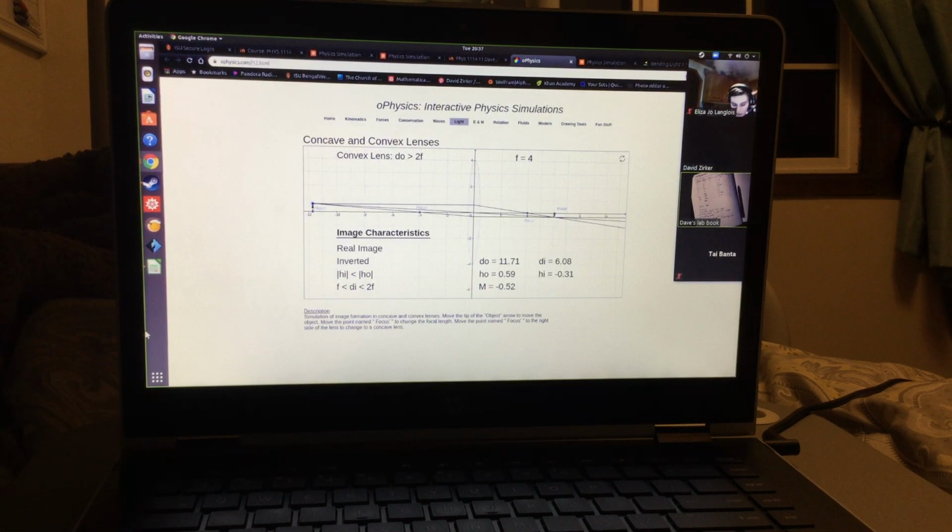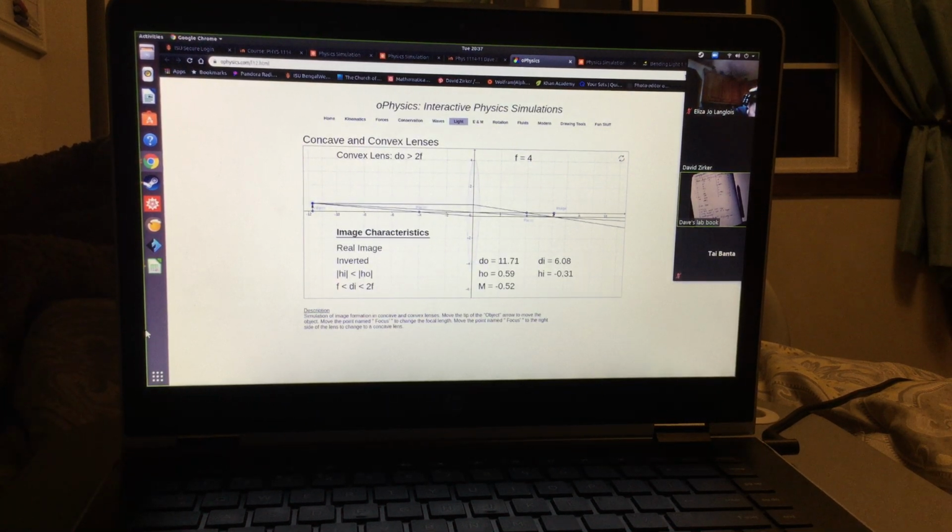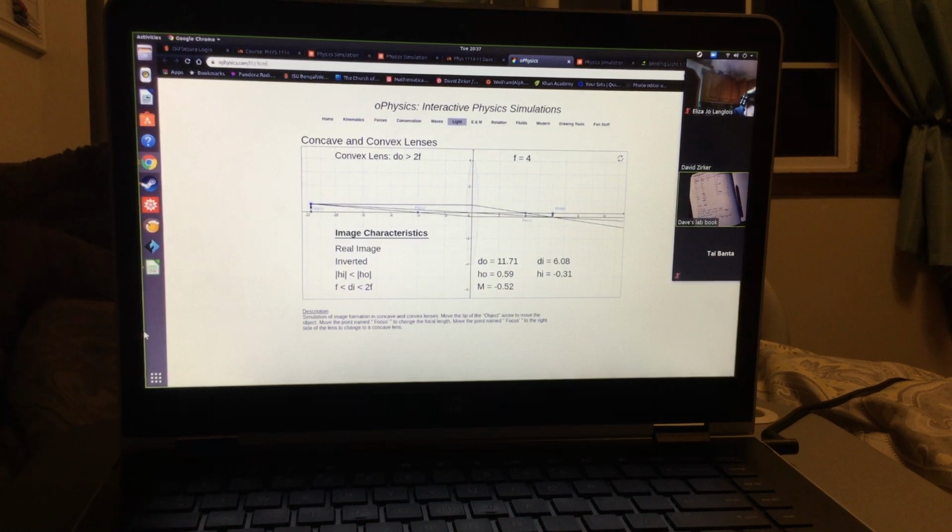So 5 and 6 are basically the same question, just one's more exaggerated than the other. Let me double check. Yeah, they're the same question, but exaggerated. Okay.